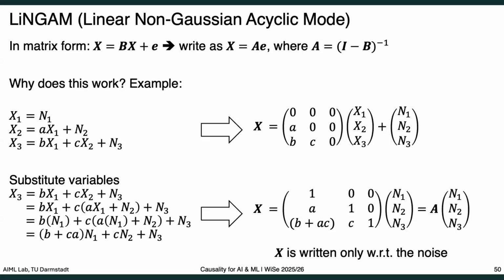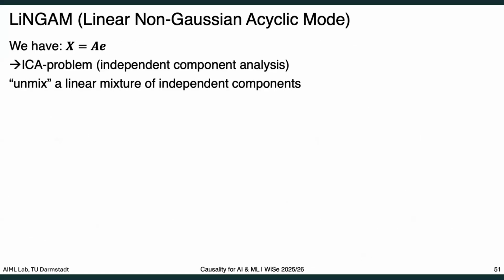And by that, we can transform this into a matrix multiplication where we have only one matrix that needs to be multiplied with the noise. So then we have the x equals A e representation, where x is written only with respect to the noise. And now this is exactly the input we can use for ICA, for independent component analysis.